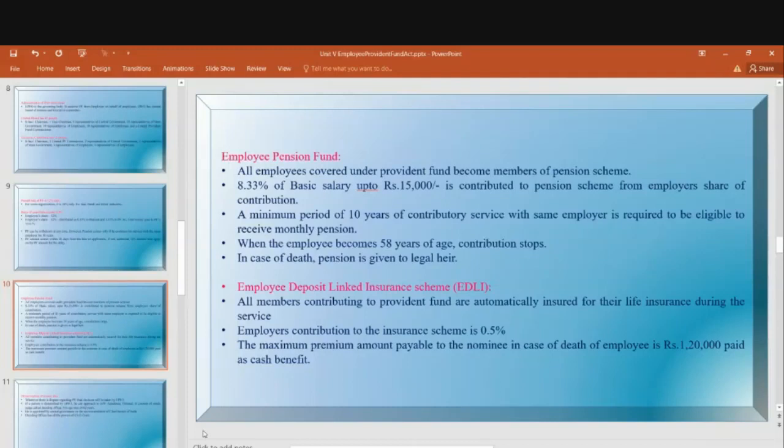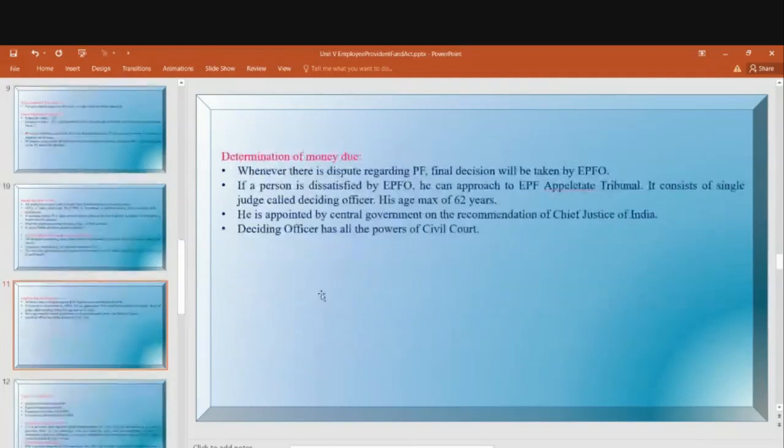And the next one is determination of money due. Whenever there is a dispute regarding the pension fund, the final decision will be taken by EPFO. This is the organization, the governing body, and hence it will take the decision if there is any dispute regarding this PF.